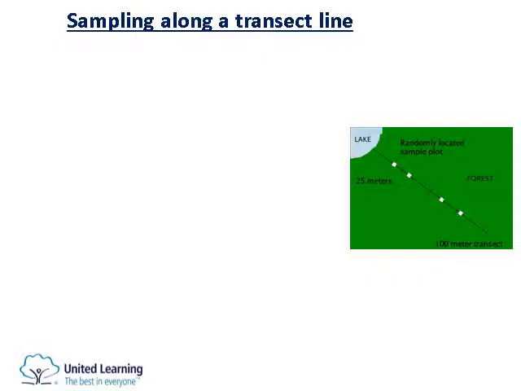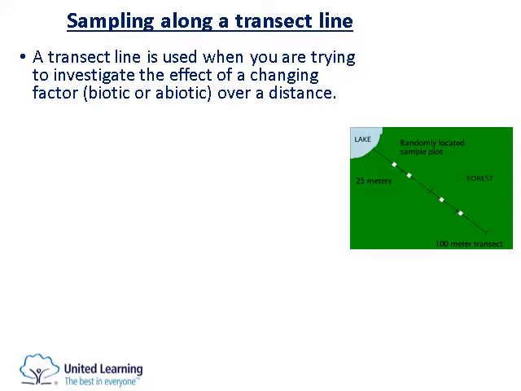That's percentage cover. What we're going to move on to is talking about something called a transect line. I've got a very basic diagram of a transect line on the slide now, and I'm going to talk about what that is. It's a line used to investigate the effect of a change in a factor. So we're still talking about biotic and abiotic factors, but over a given distance, for example, in relation to where the lake is. So further away or closer to the lake, for example.